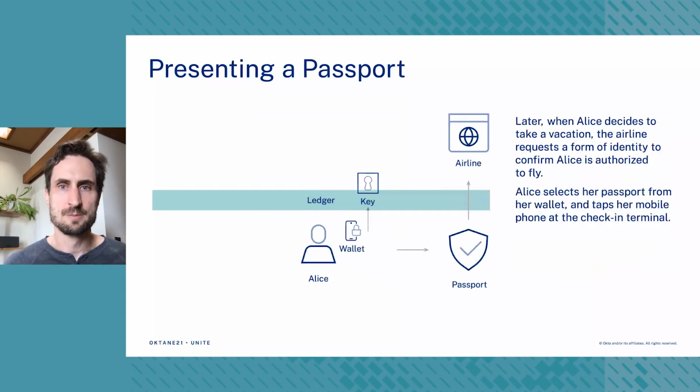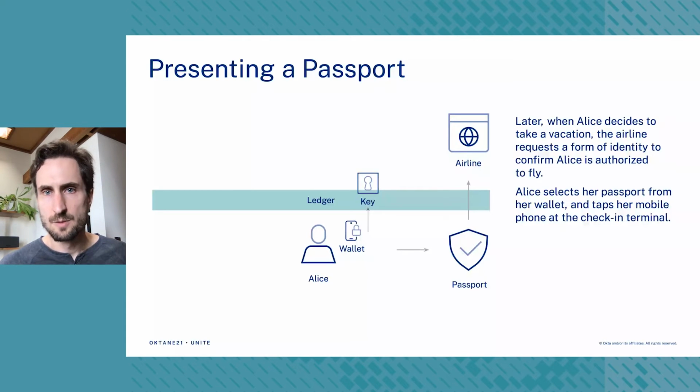Alice has her digital passport and she's now ready to take a vacation. She has booked a flight and is checking herself in at the self-service check-in kiosk. After confirming her flight details, she's prompted to present her passport. She grabs her mobile phone, selects the passport from the wallet, and taps her phone to the kiosk. Identity wallets can work just as easily in the physical world as they do online, just like mobile payments.